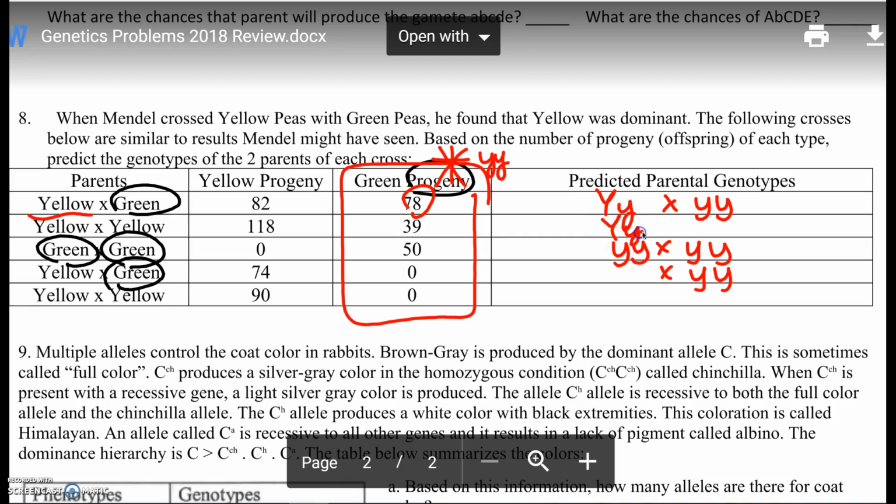Right, but they both have to be big Y, little y, because that's the only way they would have had green offspring. Now when we look at this one, yellow crossed with green, all the offspring come out yellow. What's this parent? Now we know this is big Y, big Y. Is it possible it's big Y, little y, and had all yellow offspring? I guess yes. Theoretically, it could be possible. But it would be so unlikely.